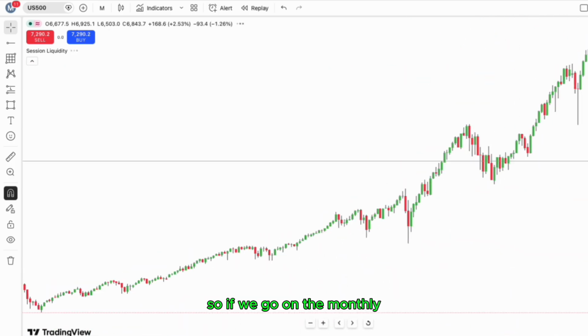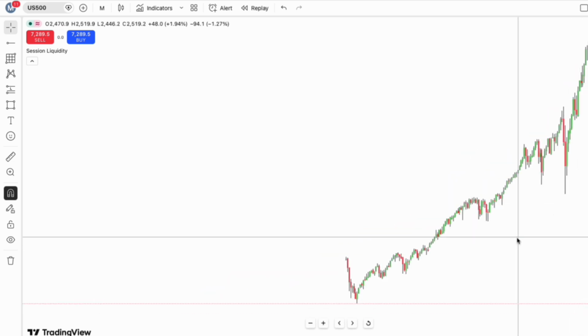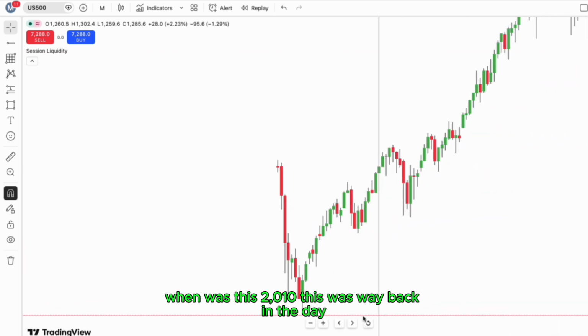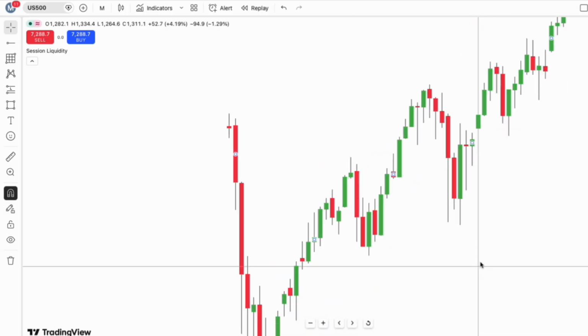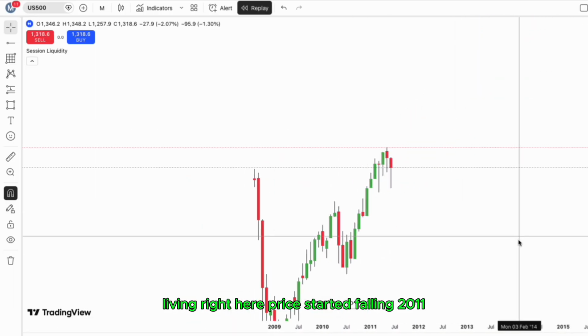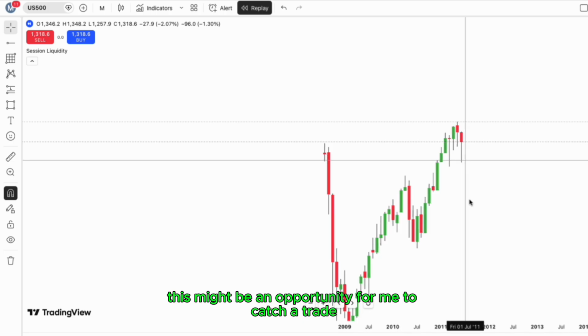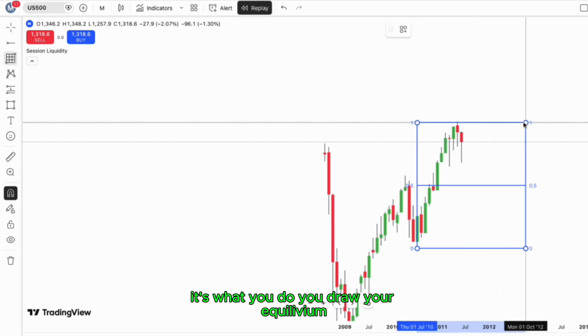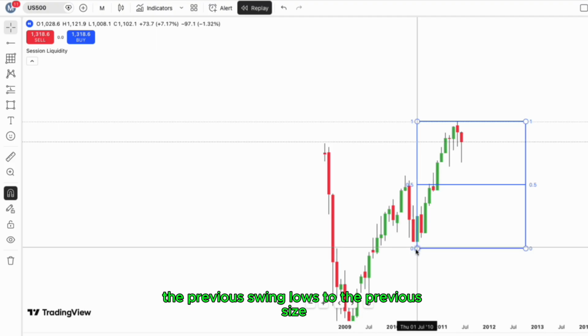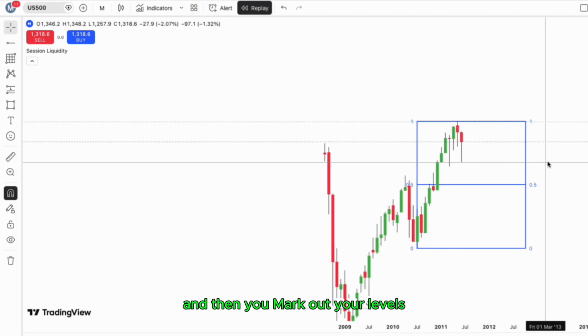So if we go on the monthly, we can even see that right here. When was this? 2010. This was way back in the day. Would have been right here. Price started falling in 2011. You'd be like, okay, this might be an opportunity for me to catch a trade. And so what you do, you draw out your equilibrium. You take it from the lows, the previous swing lows, to the previous highs, and then you mark out your levels.